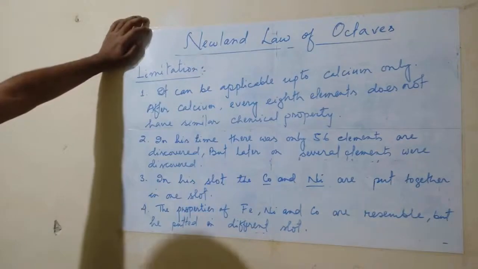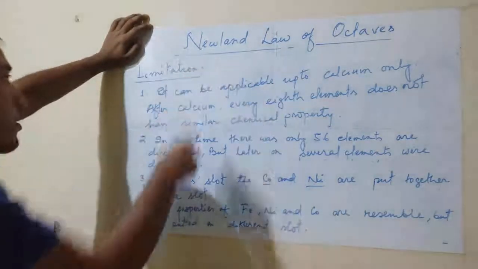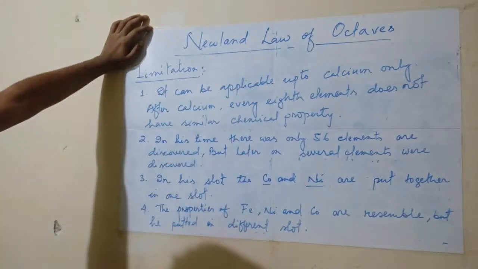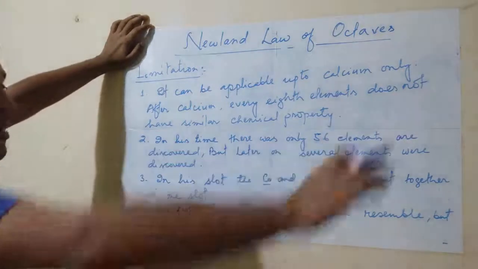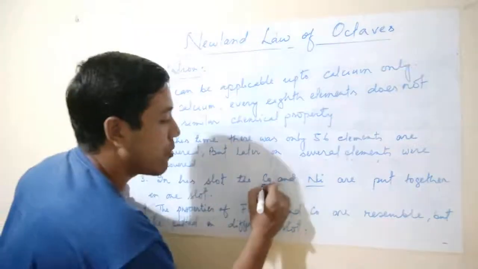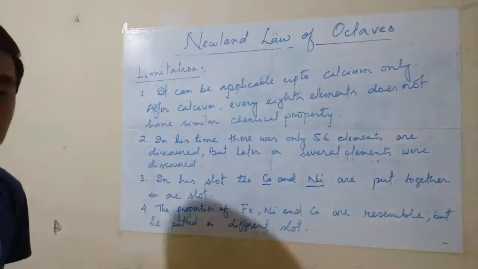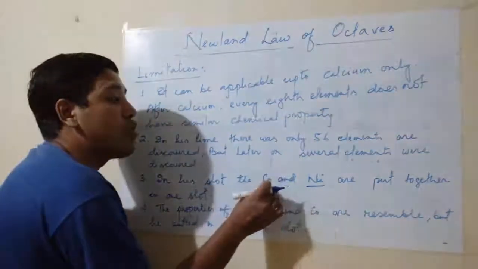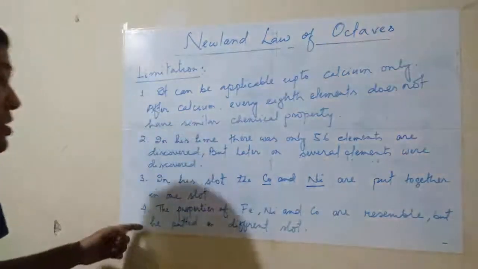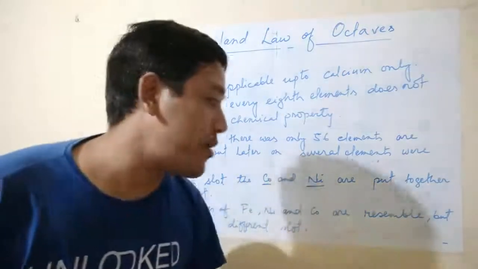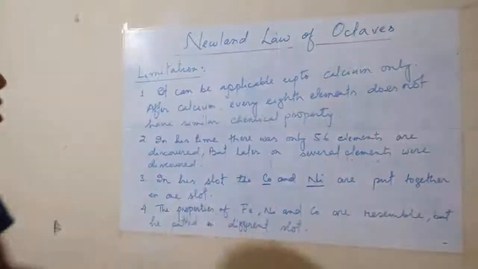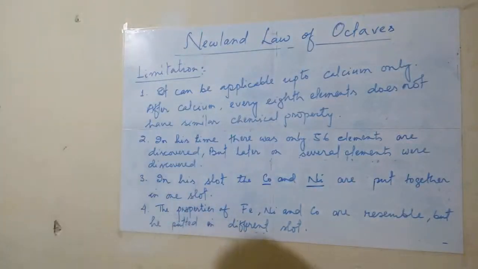The first one is that after calcium, this law cannot be applicable. Next, in his time only 56 elements were discovered, but later on many more elements were discovered. Third, in this classification cobalt and nickel are put together in one slot. This is also one of the limitations. The last one is that the properties of iron, nickel, and cobalt are somewhat similar, but they are put in different slots. These are the 4 important limitations of Newland's law of octaves. Please copy down.